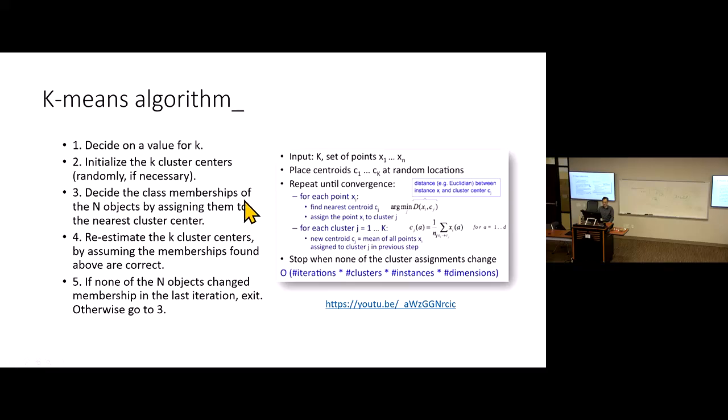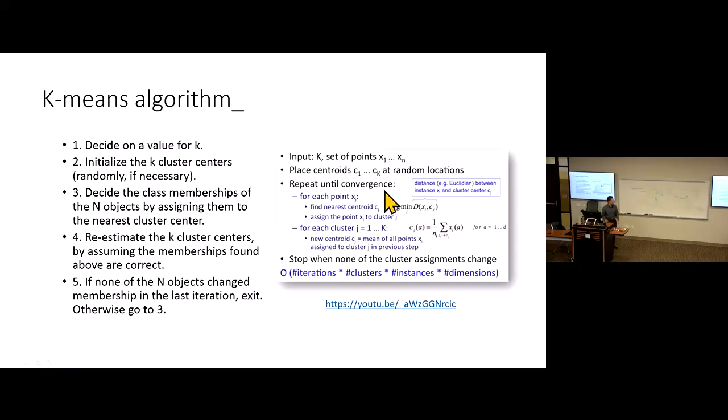Decide the class member of n objects by assigning them to the nearest class center. Re-estimate the center by assuming the membership found above is correct. You assume that's correct, then the center should be here. And you move your center, and then go back to step 3. So you have a loop here to repeat until convergence.